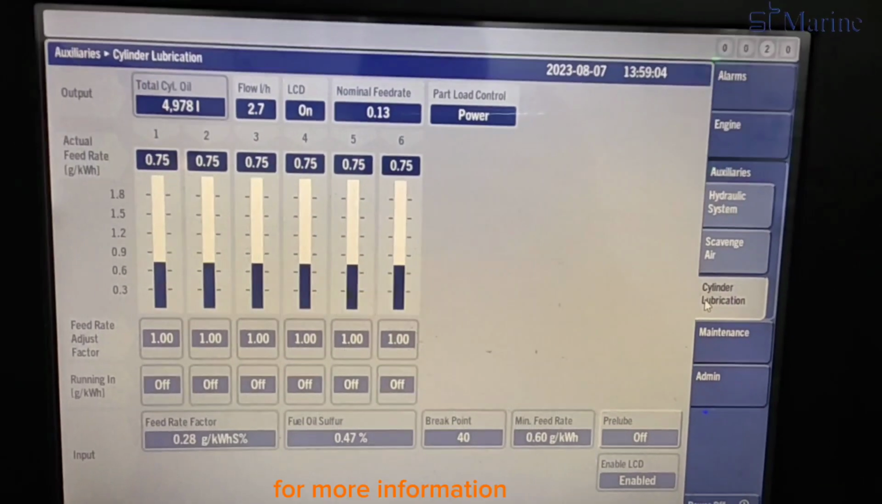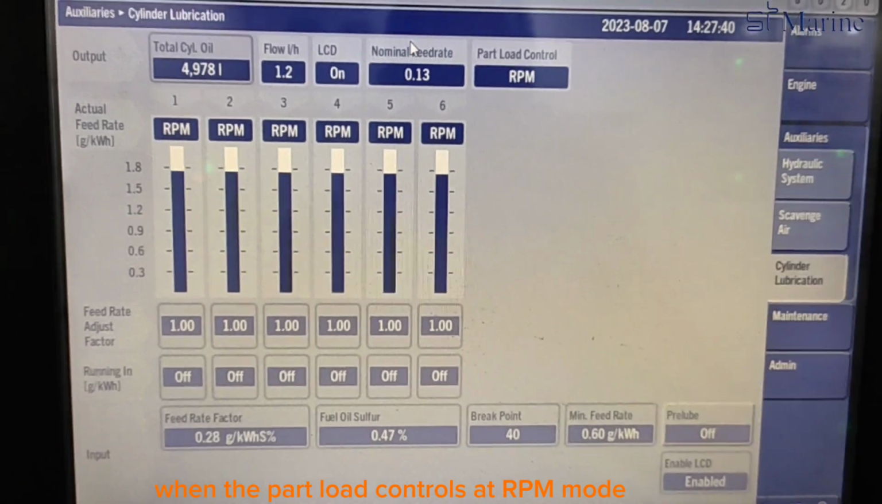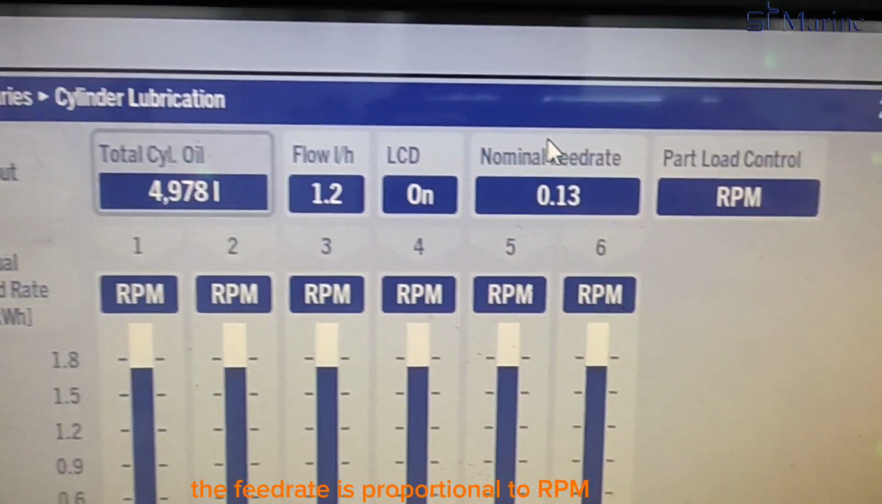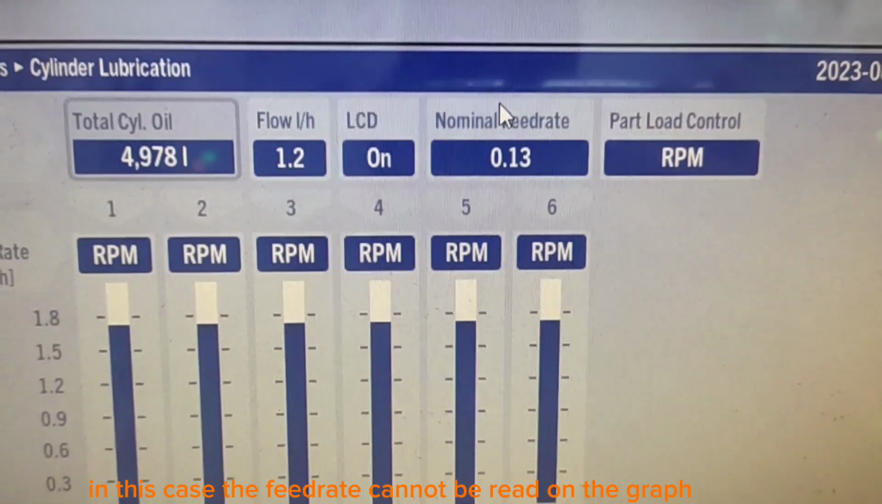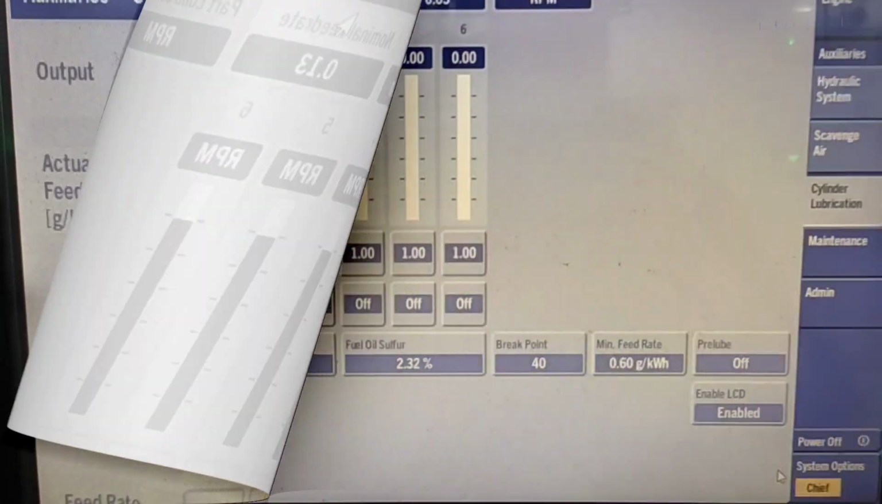For more information, when the part load control is in power mode, the feed rate is proportional to the engine load. When the part load control is in RPM mode, the feed rate is proportional to RPM. In this case, the feed rate cannot be read on the graph.